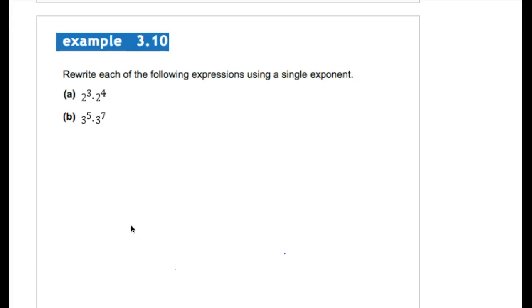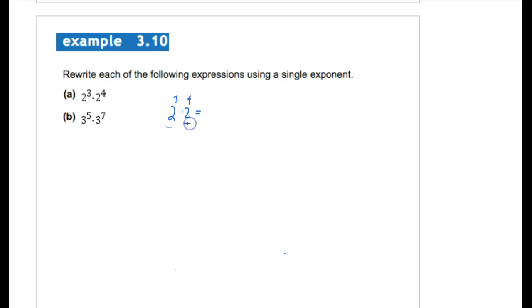So let's look at this problem here, this example from our lecture. The instructions say we want to rewrite these expressions using a single exponent. So, without using rules of exponents, let's go back to the definition. 2 to the power 3 times 2 to the power 4.